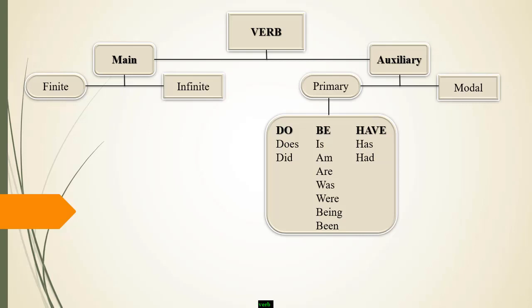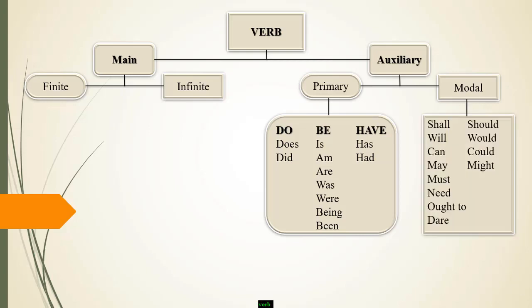Have group: has, had. Now we have modal auxiliary verbs. We have shall, should, will, would, can, could, may, might, must, need, ought to, dare.